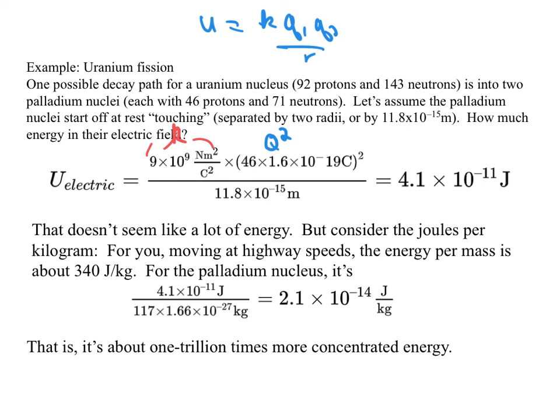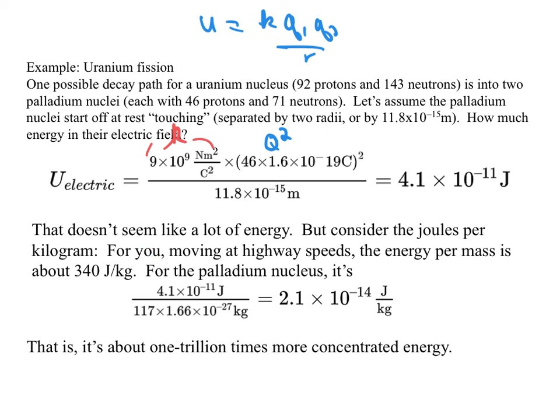And you're like, that's tiny. Like a joule is how much it takes to lift your textbook by 10 centimeters. This is 1/1,000,000th of that, or something along those lines. It's particularly tiny. But then, of course, the palladium nuclei are particularly tiny. They're nuclei. So we might want to consider the joules per kilogram released. In other words, how much do we get if we were to fission a whole kilogram of palladium?